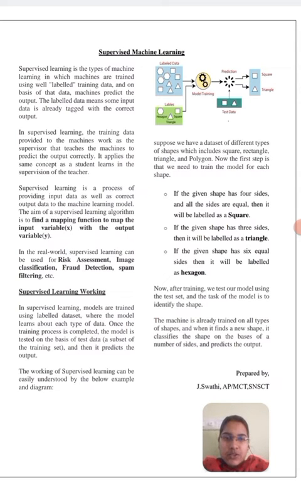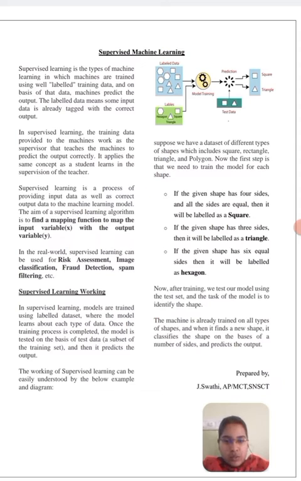In supervised learning, the training data provided to the machine works as a supervisor that teaches the machine to predict the output correctly. It applies the same concept as a student learning under the supervision of a teacher. Supervised learning is a process of providing input data as well as correct output data to the machine learning model. The aim of a supervised learning algorithm is to find a mapping function to map the input variable x to the output variable y. In the real world, supervised learning can be used for risk management, image classification, fraud detection, spam filtering, etc.